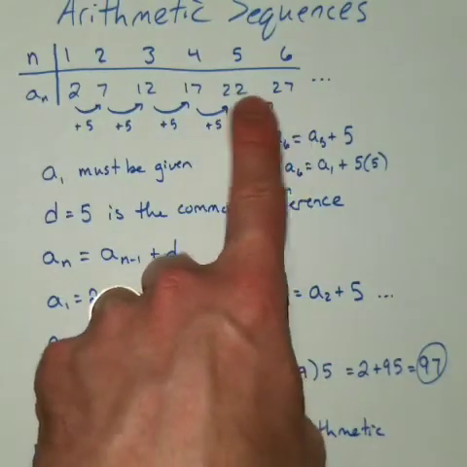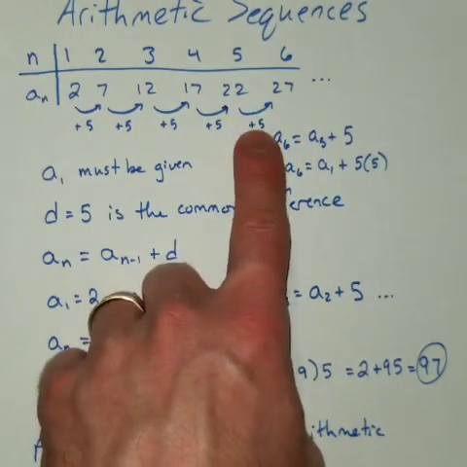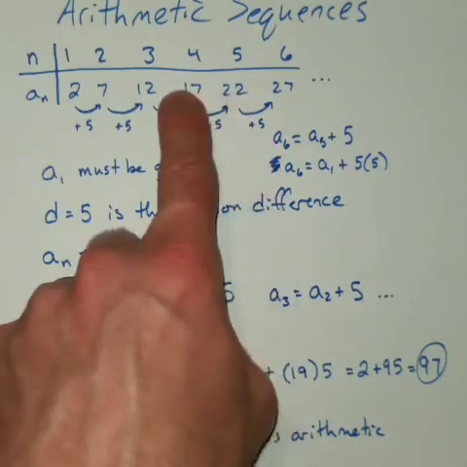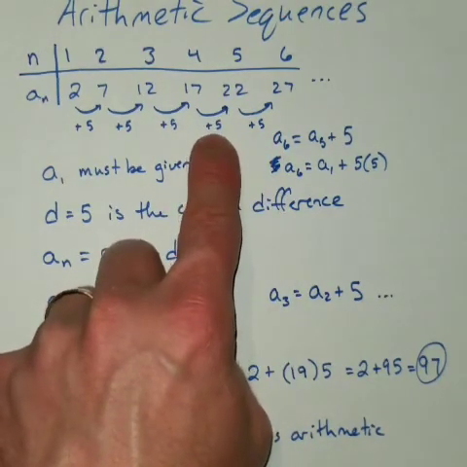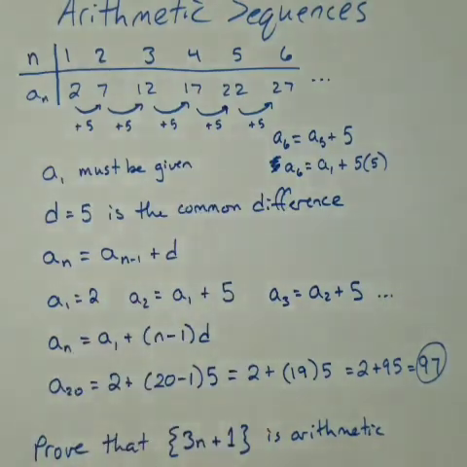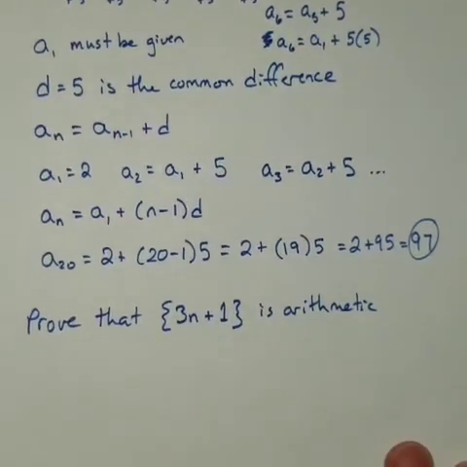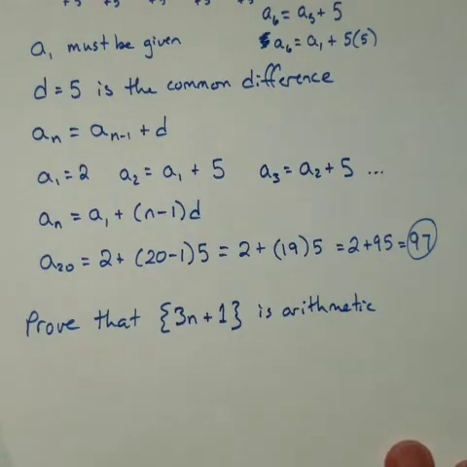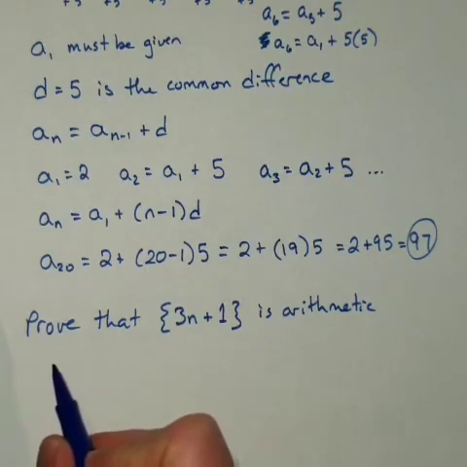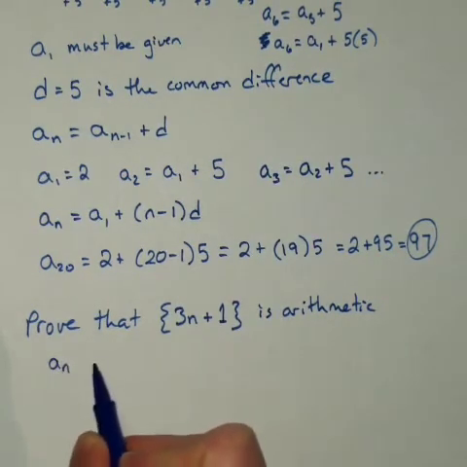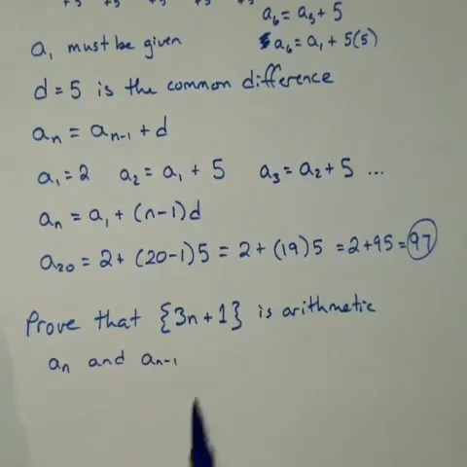I want to show that every two terms that I choose is going to have the same difference. So it doesn't matter which two I choose, I'm always going to get the same difference between them. Okay? Well, I can't just check every option because there's an infinite number of terms. And so instead, what I want to do is pick two general terms that are consecutive. They're next to each other. We're going to call them a sub n and a sub n minus 1. Okay, those are the two terms we're going to use.